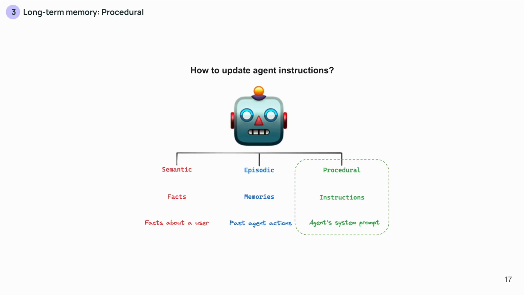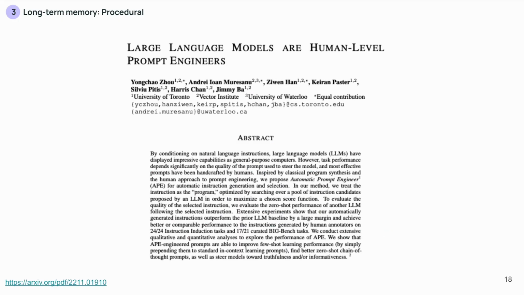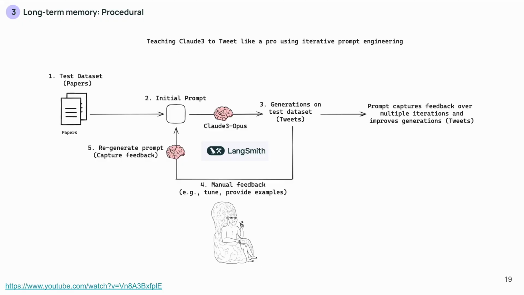Now let's talk about procedural memory. There's a lot of interesting work showing that LLMs are actually very good prompters or prompt engineers. We actually did this by teaching Claude to write a high-quality summarization prompt. The intuition is actually really simple. We start with an initial prompt. It's not that good. We pass in papers. We want to summarize them into tweets.